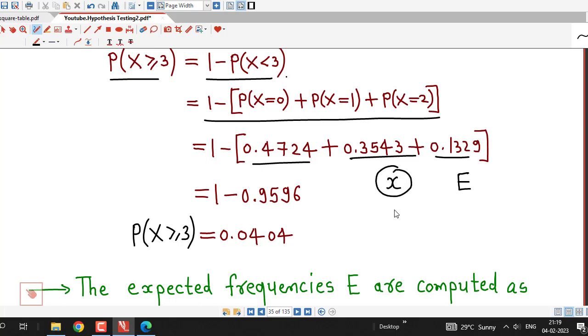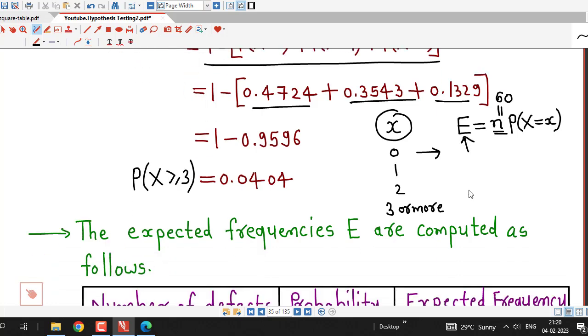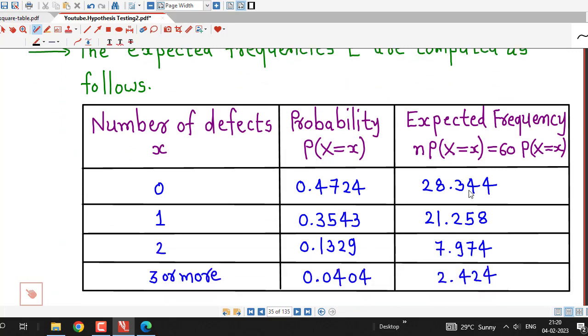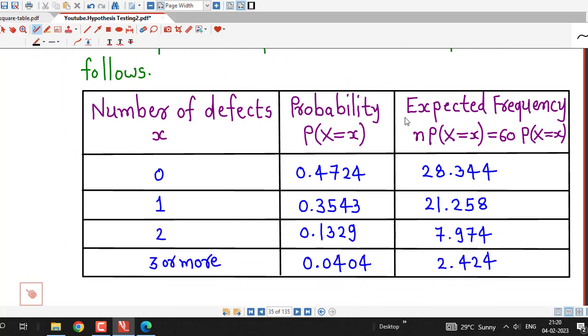values of small x. The values possible are 0, 1, 2 and the last category we consider as 3 or more. So now we can find out expected frequencies simply by multiplying each of these probabilities which we have calculated for each x by the total number of observations in the sample, which is 60, and we will be able to decide expected frequencies. So I have written these expected frequencies here in the table.